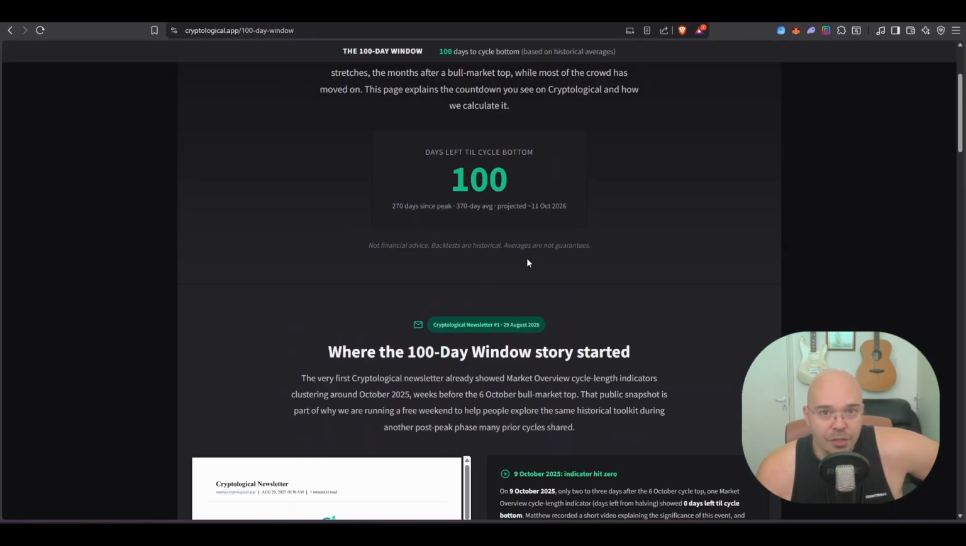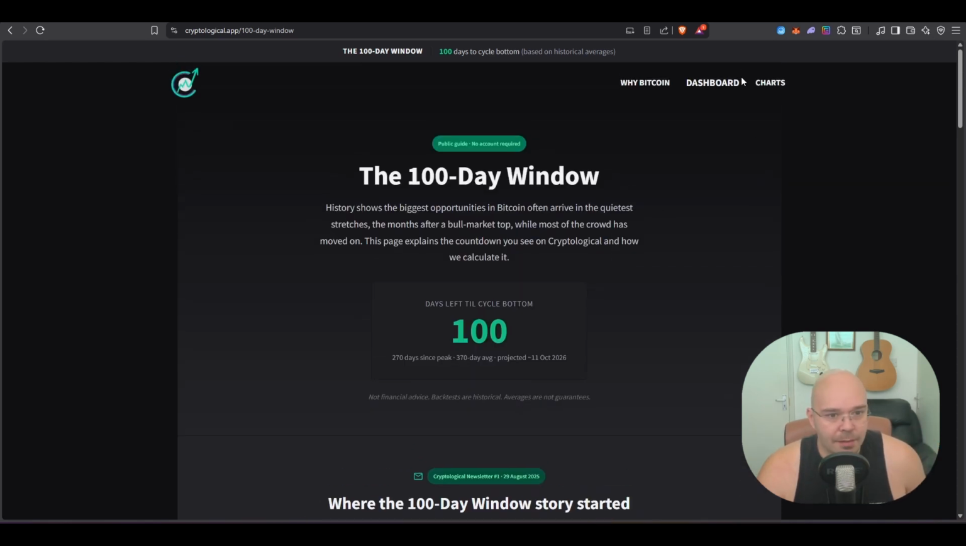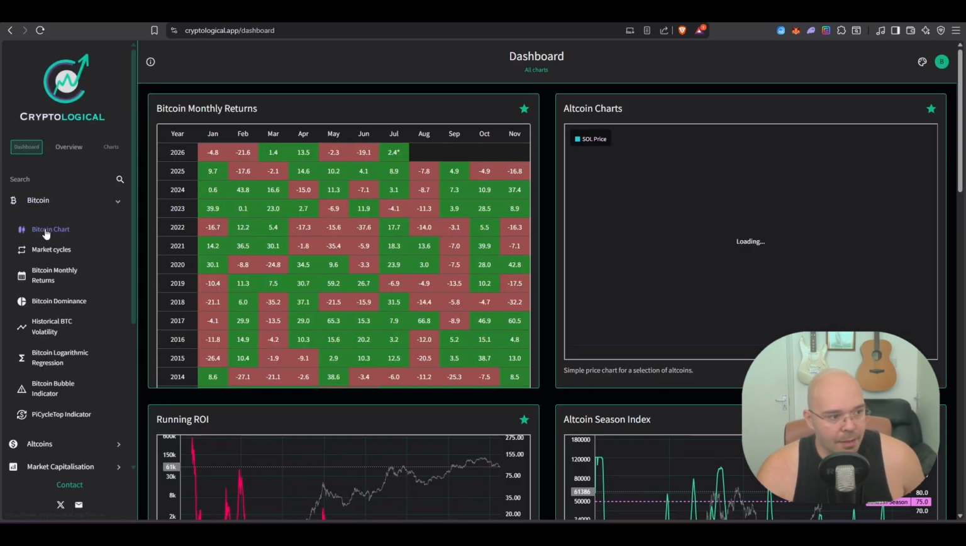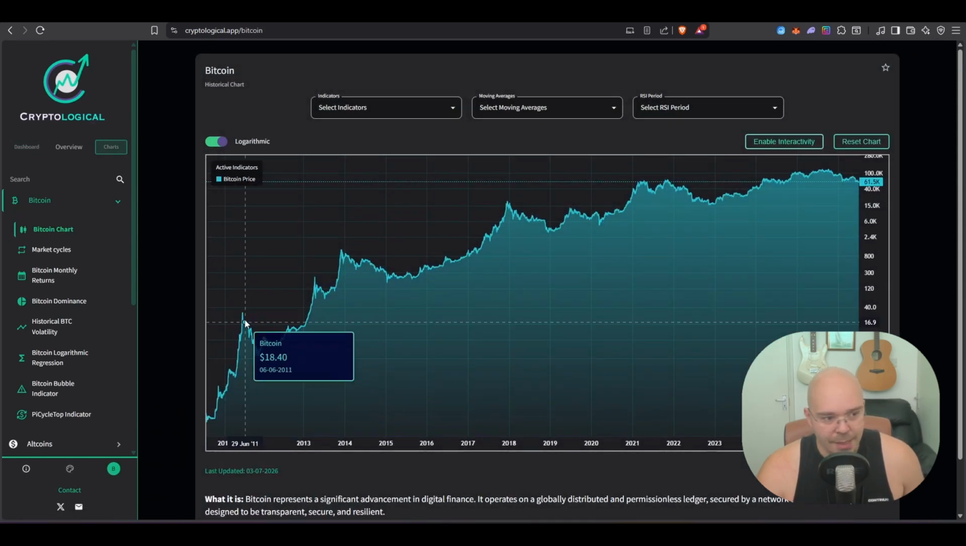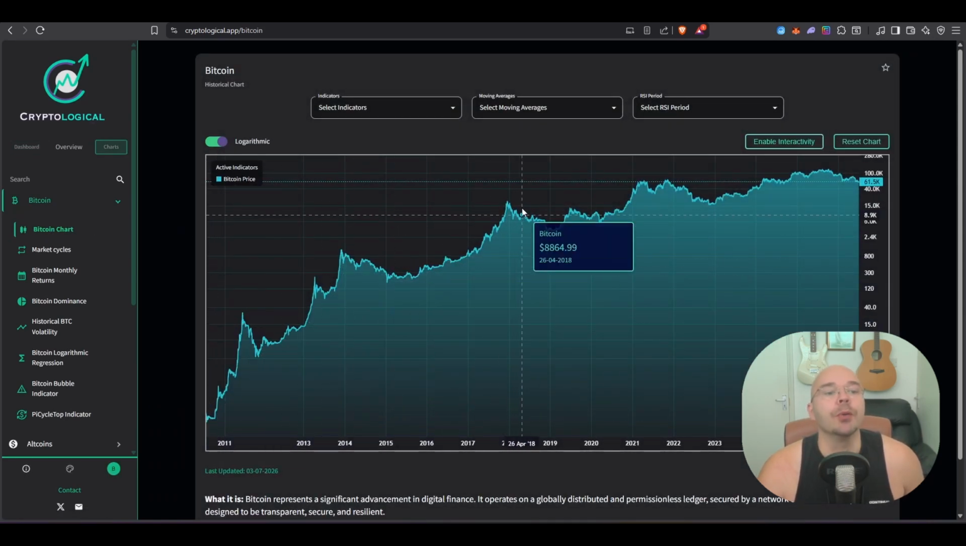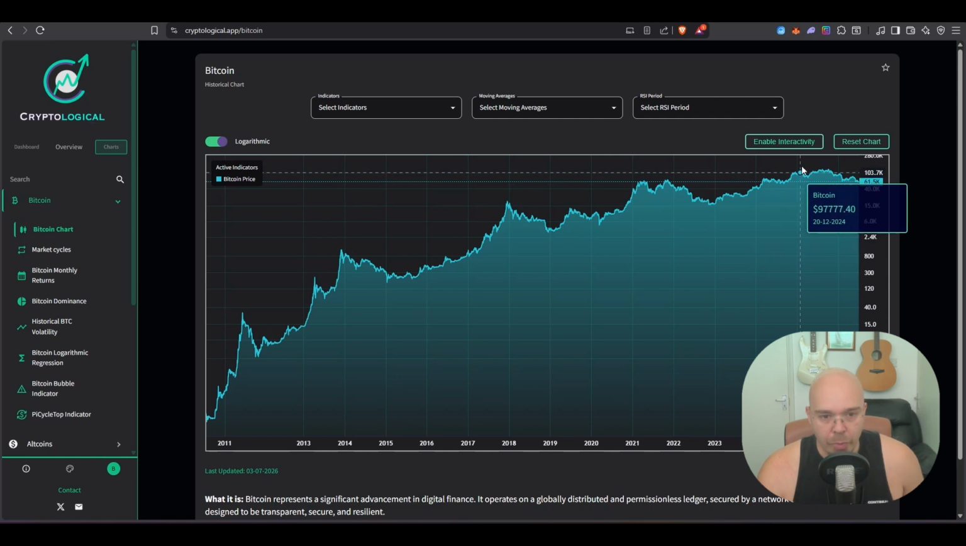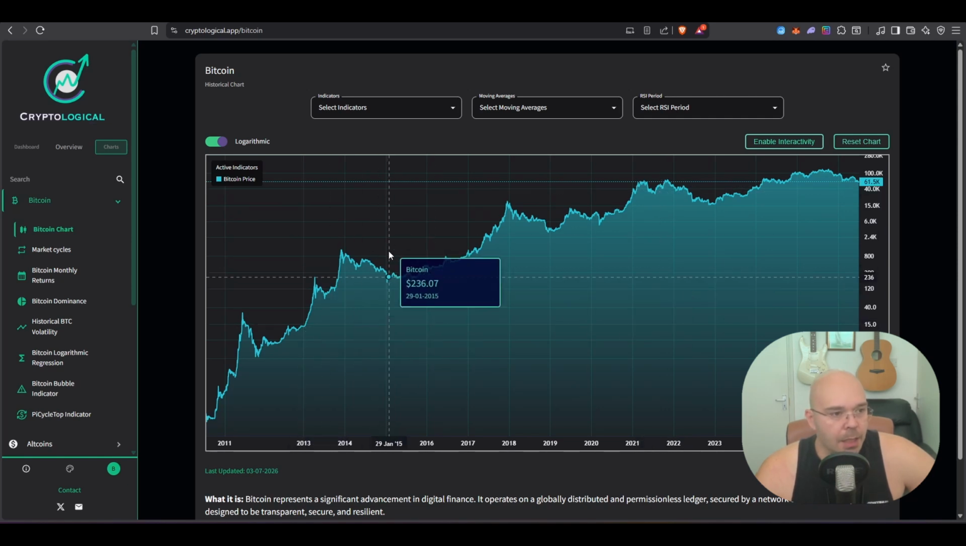Because the average cycle length... I mean, everyone knows about Bitcoin cycles, right? You can just see it. Let's just go to the charts, the standard Bitcoin chart. You can see it clear as day. Boom, boom, boom, boom. I'm joking. Kind of boom. More like a pop. But you can see the cycles clearly.